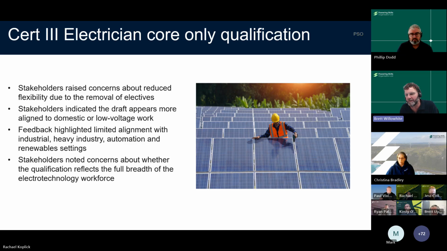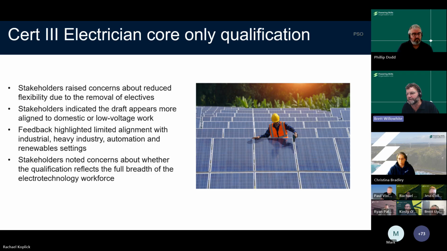So feedback highlighted limited alignment with industrial, heavy industry, automation, and renewables, and so there were noted concerns about whether the qualification reflects the full breadth of the electrotechnology workforce. So again, the qualification is led by the license because that's the outcome of it. But it is intended to support broad electrical work. The core qualification, we're aiming for it to deliver broad trade capability, not that specialist depth.